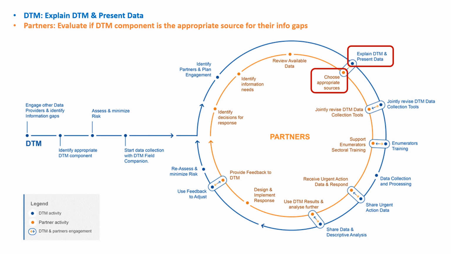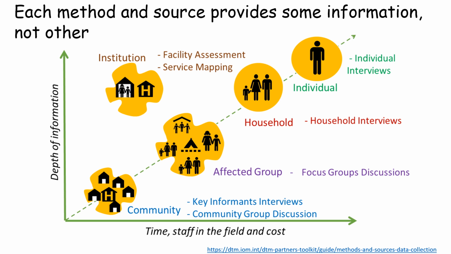Partners at this point have to understand the DTM methodology used in that specific country in order to know if DTM can collect the information they are missing. This is because each method and source provides some information but no others. There is no one tool to collect everything, and different information will have to come from different methods and sources.